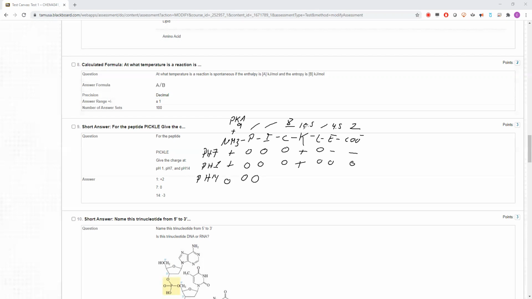At a pH of 14, anything that's positive at a pH of 7 becomes neutral. But we also have C here. C has a pKa of 8. So when we go above the pKa, what happens is that we lose a proton. And a proton is positively charged, so C becomes negative. K was positive, so it's neutral. E is negative and stays negative. That's how we get -3 there.